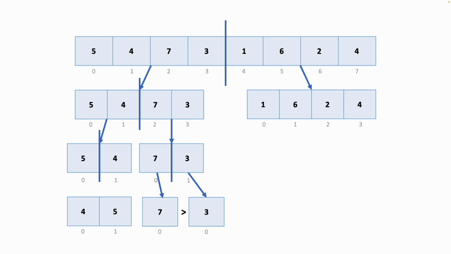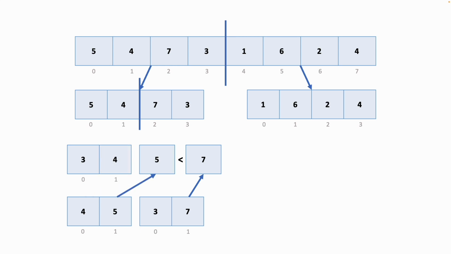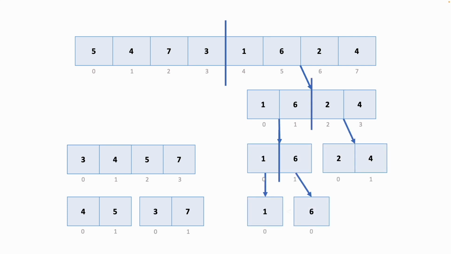7 is greater than 3, so the result array starts with 3 and then 7. As I said, we repeat this process recursively. 4 is greater than 3. We proceed by joining the two sorted arrays. Onto the right side, breaking it down until we have two single element subarrays. Make the comparison and merge them together.